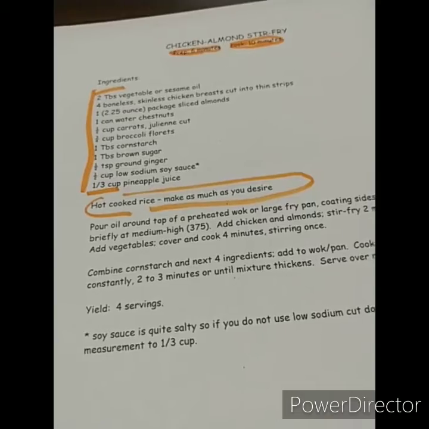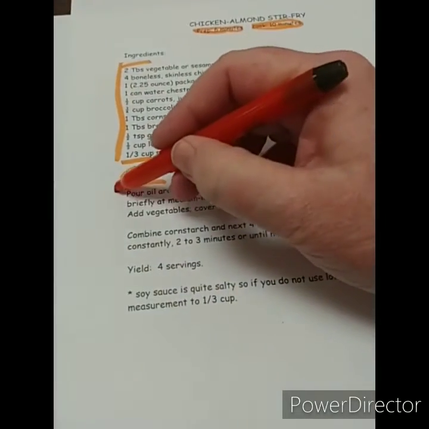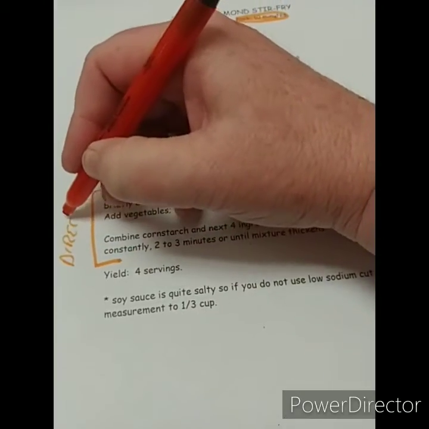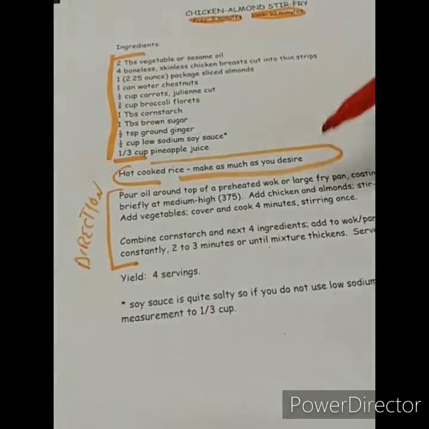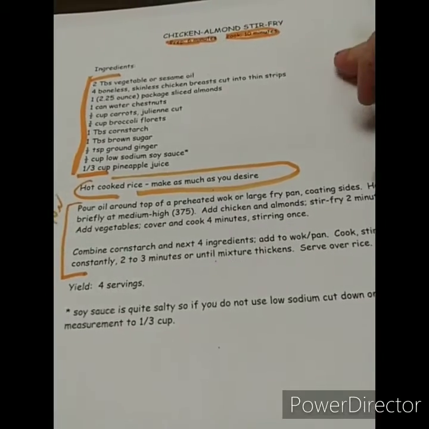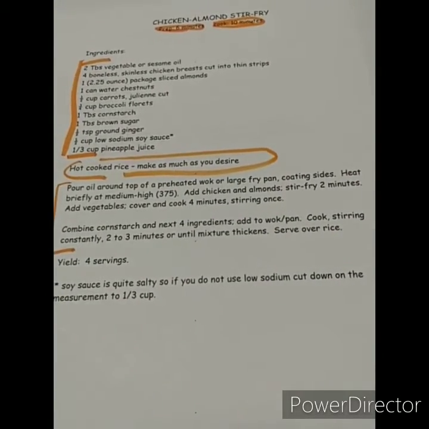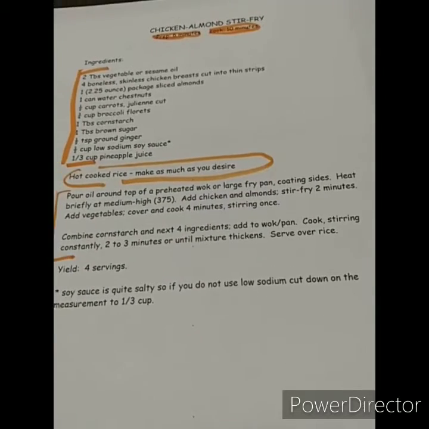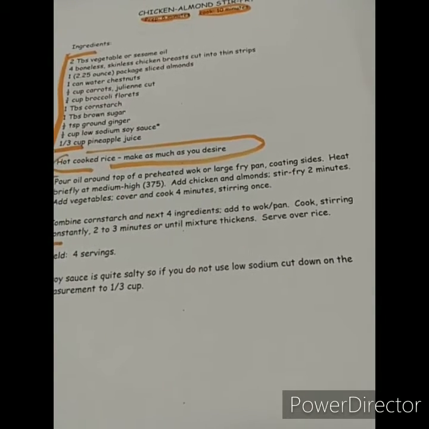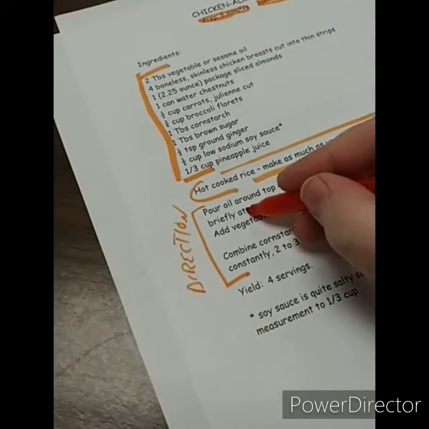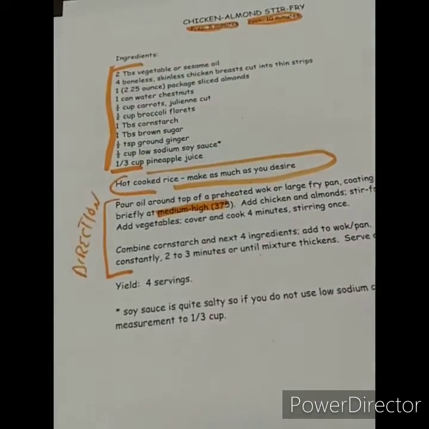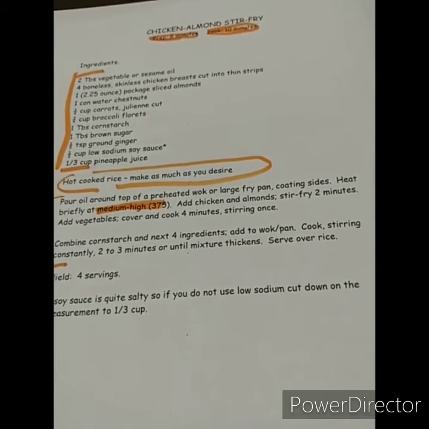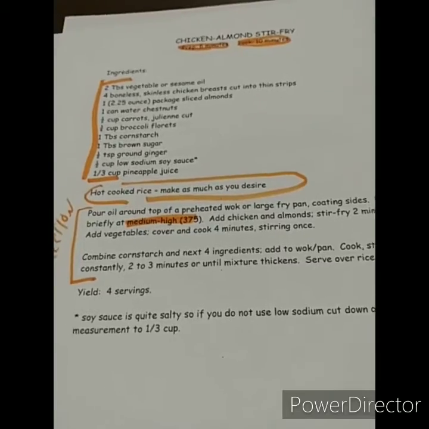Another thing you need to see in recipes is you need to see step-by-step directions. These are the directions right here. The directions tell me how to make this item. Step by step. Do this, then do this, then do this. I'm going to pour oil around the top of the preheated wok or large fry pan, coating the sides. I'm going to heat it briefly at medium-high for 375. Very specific. Tells me the temperature to heat it at, right? I'm going to add chicken and almonds, stir fry for 2 minutes, vegetables for 4 minutes, etc. It tells me step by step.